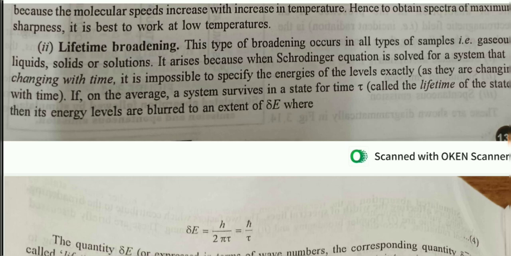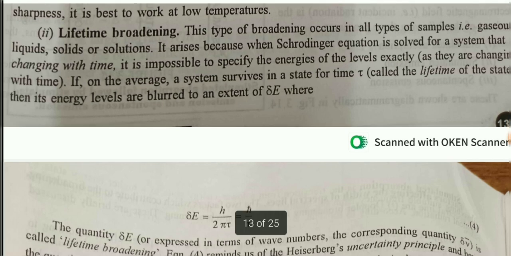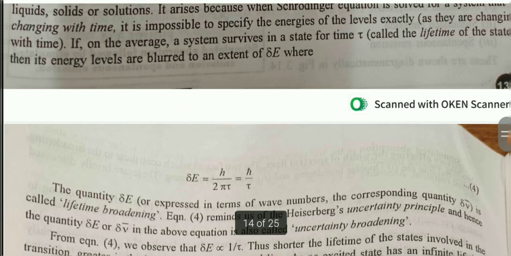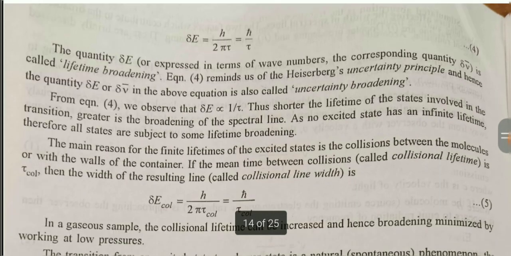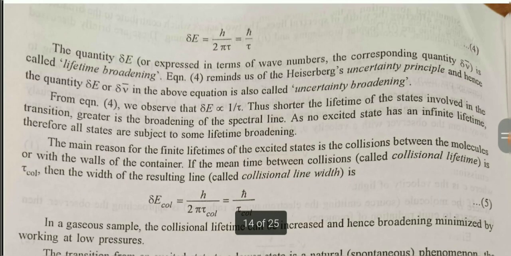It arises because when the Schrödinger equation is solved for a system that is changing with time, it is impossible to specify the energy of the levels exactly. If on the average a system survives in a state for time t, then the energy levels are blurred to an extent of del E, where del E is equal to h upon 2 pi t, which is approximately h upon t. The quantity del E is called lifetime broadening.